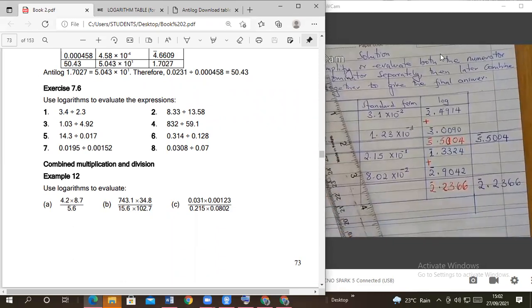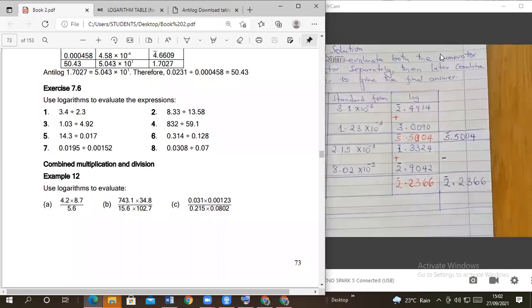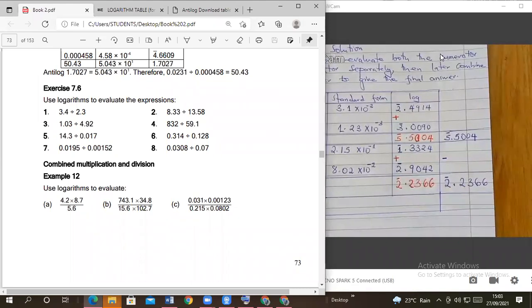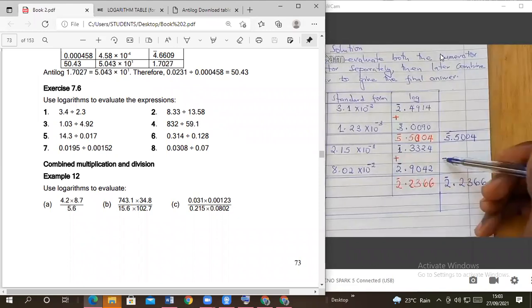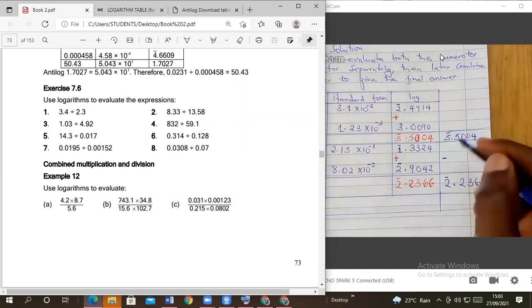So now what do you get there? So we subtract this one. Okay? Yes. Which means you are going to say 4 minus 6. Is it possible? No. See, this is 0.